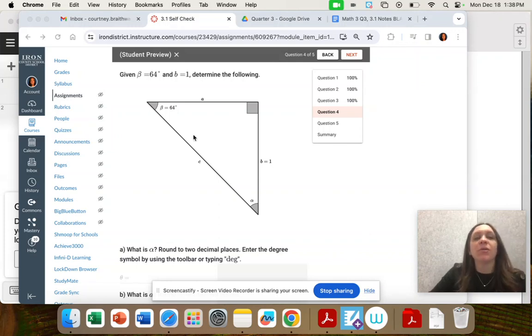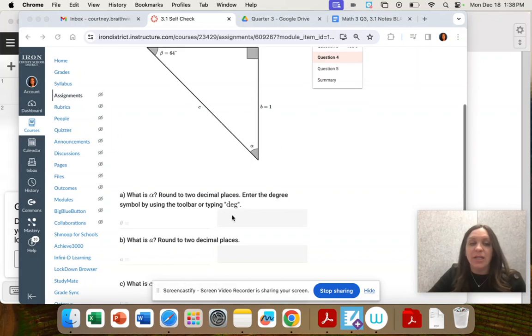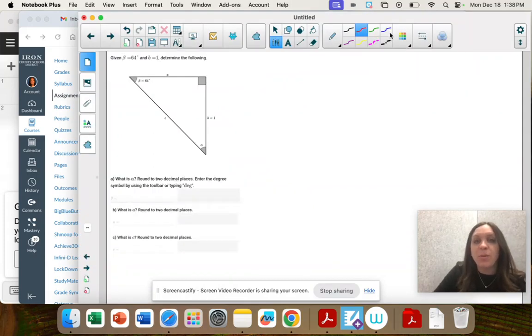Okay, question 4, we have a right triangle. So beta is 64 degrees, and we know side B is 1. So we're using Greek letters here. We want to know what alpha is, this angle, and then the other two side lengths A and C. So remember, when we have a triangle, all the angles add to 180.